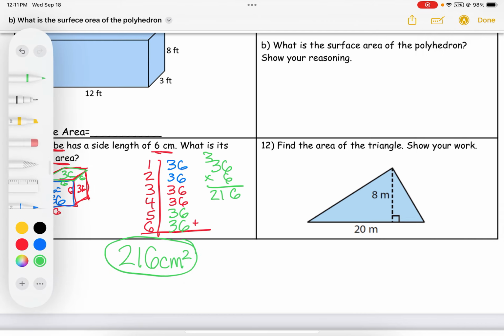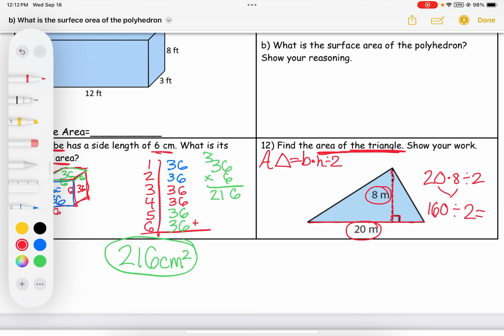Okay, last one. Don't mess up on it. This is area of a triangle. Area of a triangle is base times height divided by 2. We can do this. So if the base is 20 and the height is 8, most people are just going to do 20 times 8, but not you because you're watching this video. So then we're going to divide by 2. So 20 times 8 is 160, and 160 divided by 2 would give us 80 meters squared. Don't be the person who puts 160 for their answer because you didn't divide by 2.